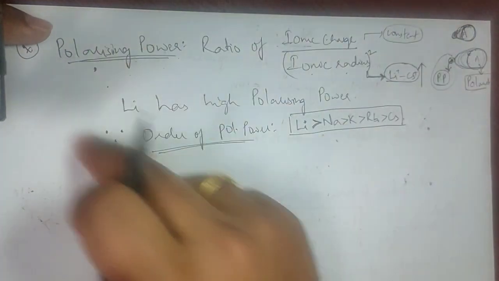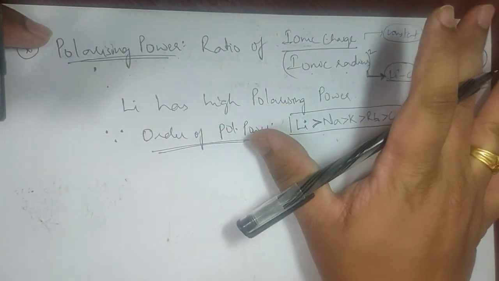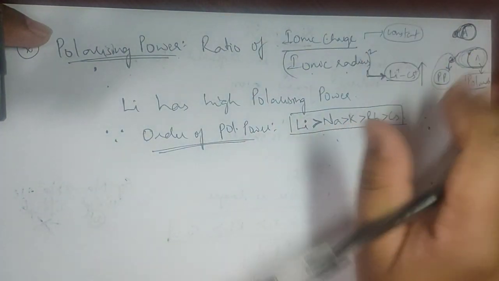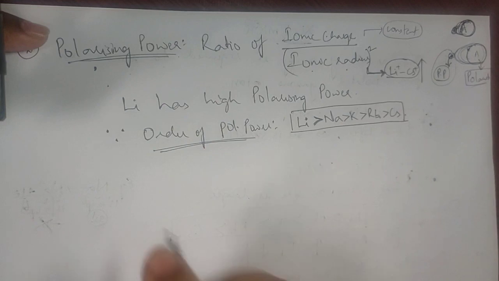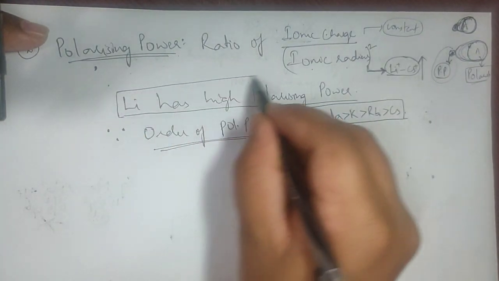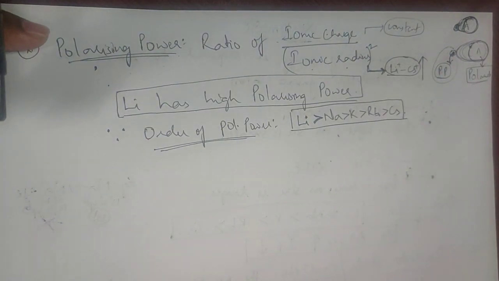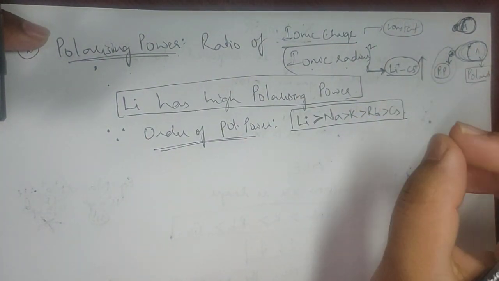Actually, this topic I should deal with in chemical bonding. If you have understood this, very good. Even if you have not understood this, no problem, we'll re-deal it in chemical bonding. Now I want you to understand this conclusion. Lithium has high polarizing power, and whichever has high polarizing power, it will form covalent compounds.